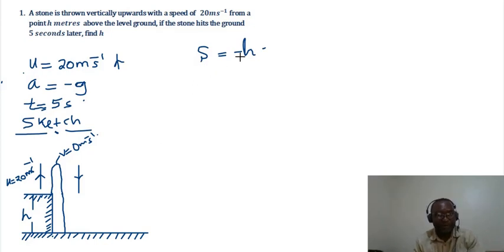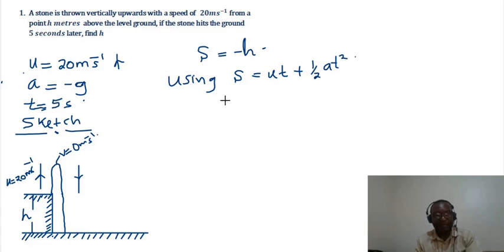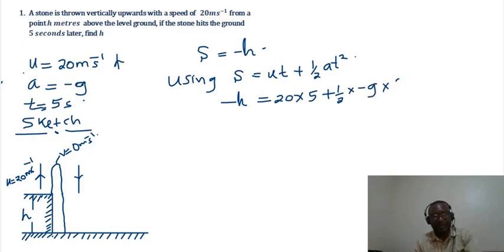Now we need to find h. Using displacement is equal to ut plus a half at squared, we can substitute in. Displacement is now negative h, being equal to u, which is 20, times t, which is 5, plus, now moving upwards, that's negative g, a half times negative g times t squared, and our t is 5.